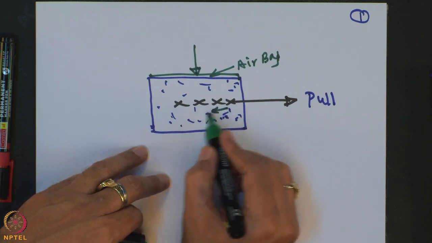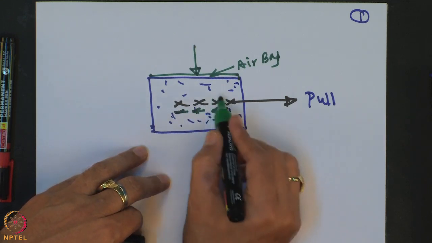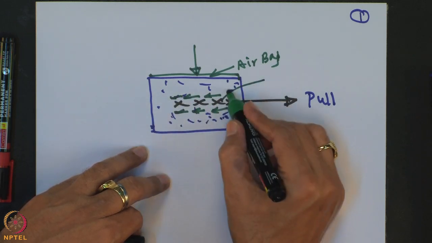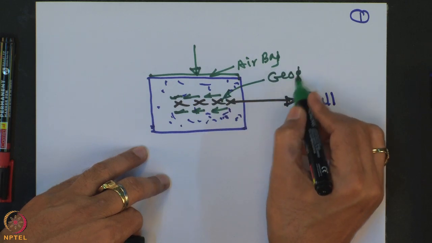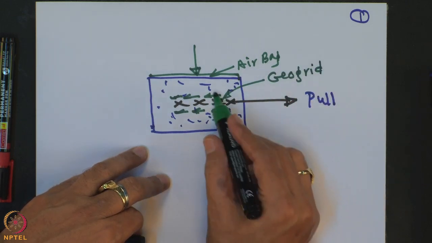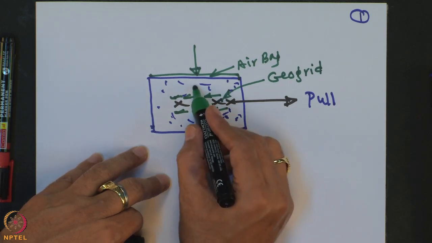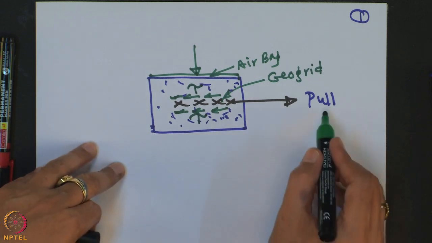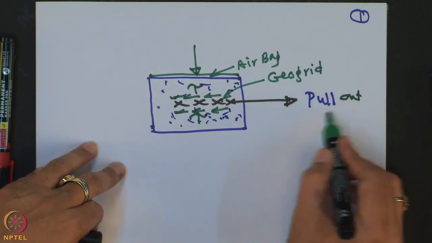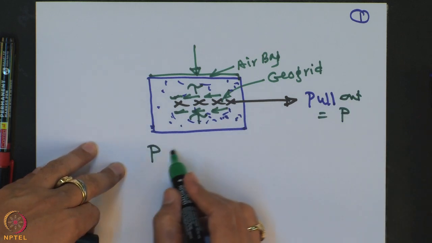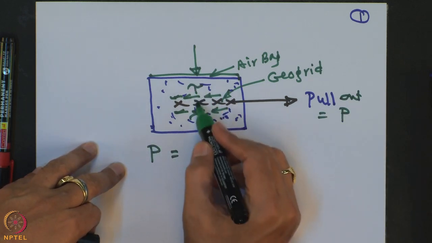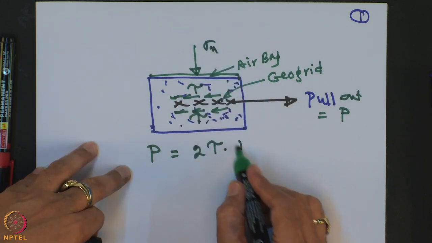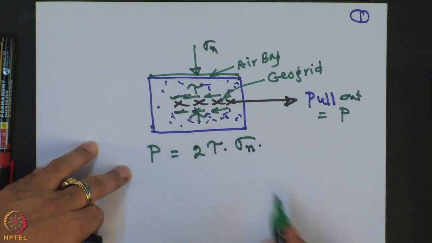So there will be a development of friction between the soil and this, let us say this is geogrid material. There will be development of friction between soil and the geogrid material. So if this is the tau and this, let it be the tau. So this pullout, let us say this pullout is equal to P. So P will be equal to 2 into tau, top and bottom, 2 into tau, and then this is the normal load, 2 tau into sigma n.